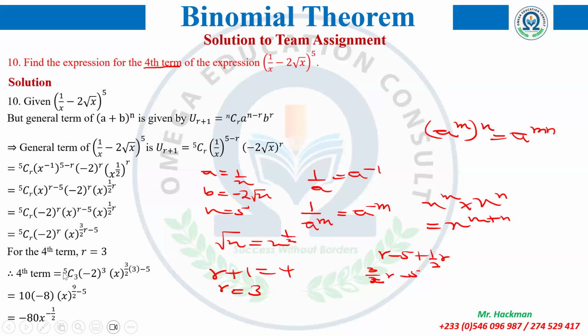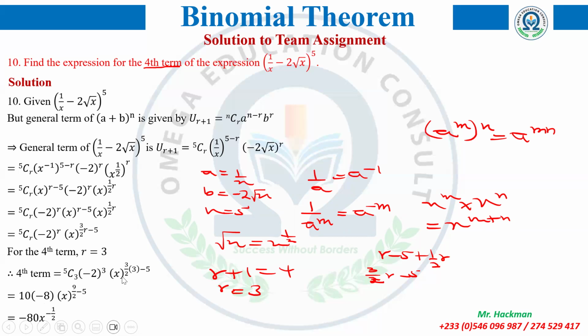So therefore, the fourth term will be equal to, you come and substitute the R into this. So that will give us 5 combination 3 into minus 2 to the power R, R is 3. Then X to what power? The power will be 3 on 2 R, R is 3, minus 5. So here I couldn't do it mentally. If you can do it mentally, you can substitute the value there, but I couldn't straight away do it mentally, so I simplified before. So in this case, I'm going to get 10, because 5 combination 3 will give us 10, into minus 2 all cubed, which will give you minus 8 if you push the powers in.